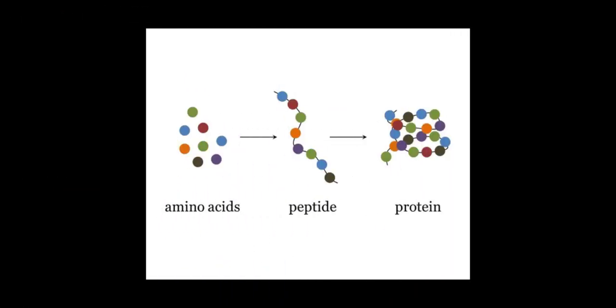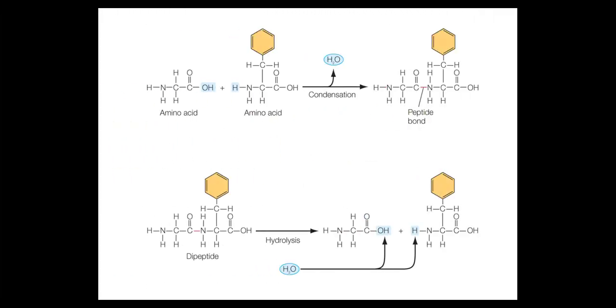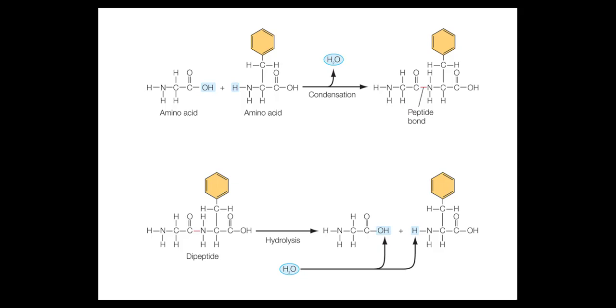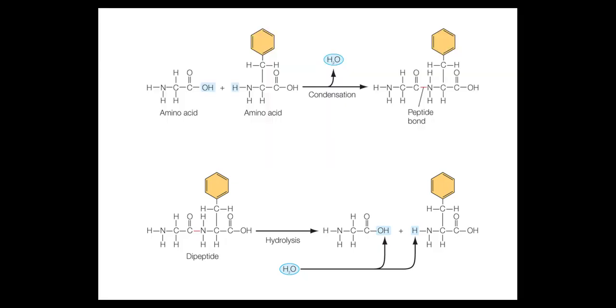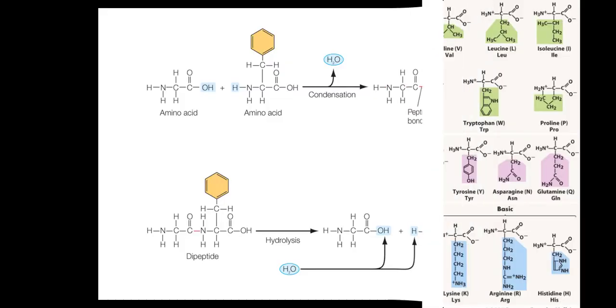Just like carbohydrates, proteins are polymers. In the case of proteins, the monomer is an amino acid. Just like in carbs, the monomers are going to be joined by condensation or dehydration synthesis reactions, and they are separated by hydrolysis. In the case of proteins, condensation forms a peptide bond.